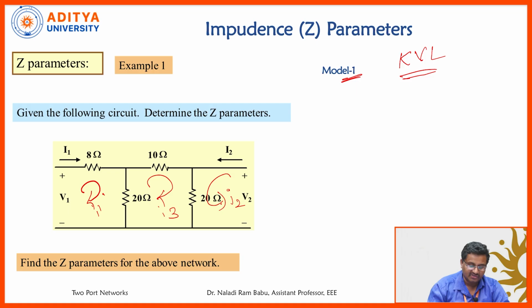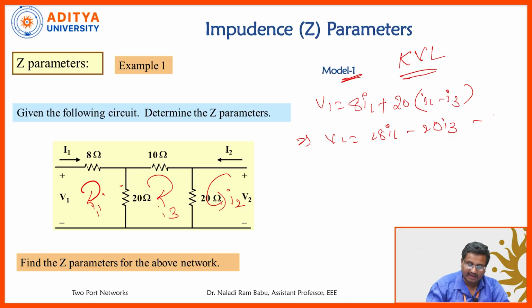If I write the KVL equation over this loop, V1 is equal to 8 times I1 plus 20 into, since one current is entering and the other is leaving, I1 minus I3. Therefore V1 can be written as 28 times I1 minus 20 times I3. I am keeping this as equation number 1.